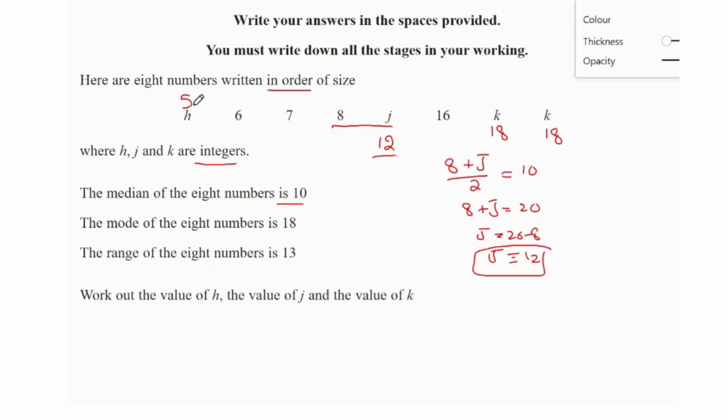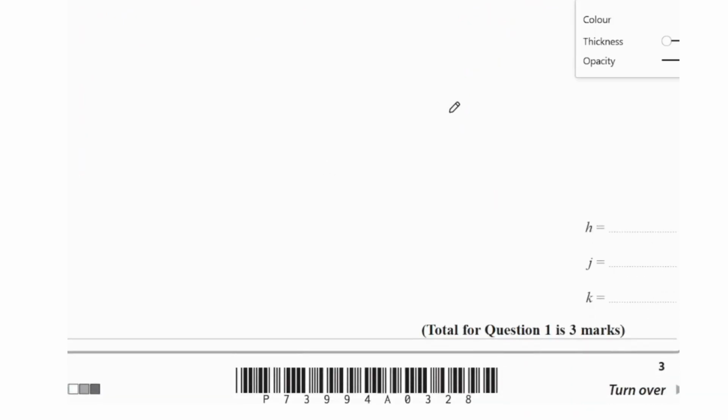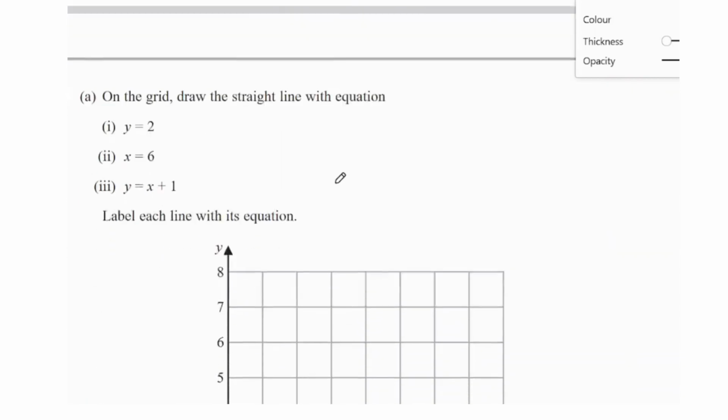Okay. So what are the values? We can write it down. So this is 1 more mark. The h value we got here is 5, the j value we got here is 12, and the k value we got is 18. Okay. Let's move on to question number 2.